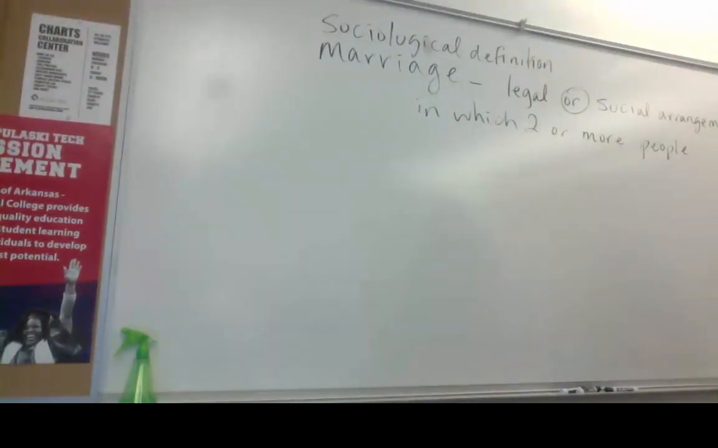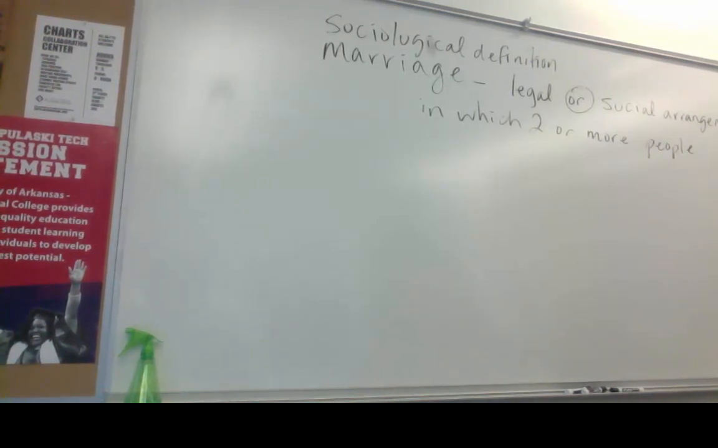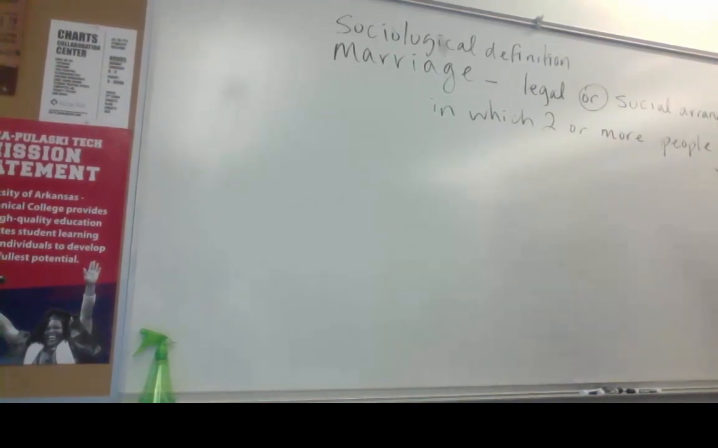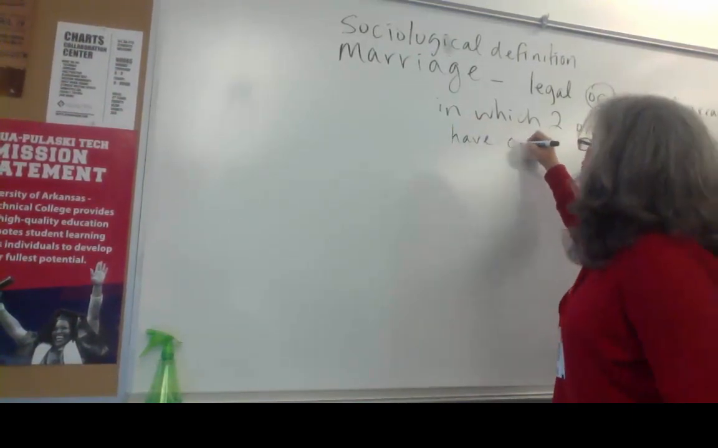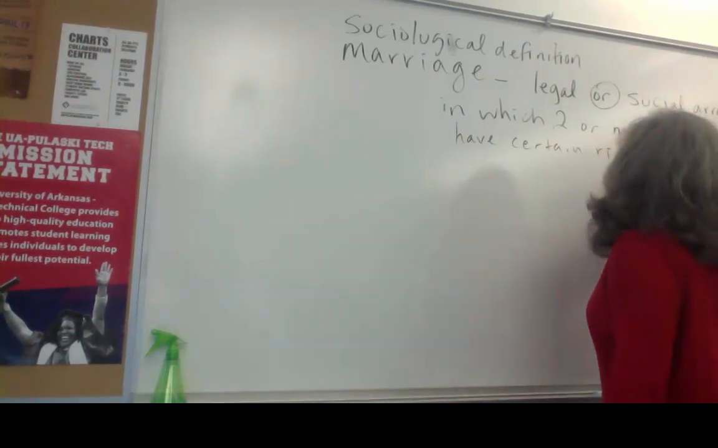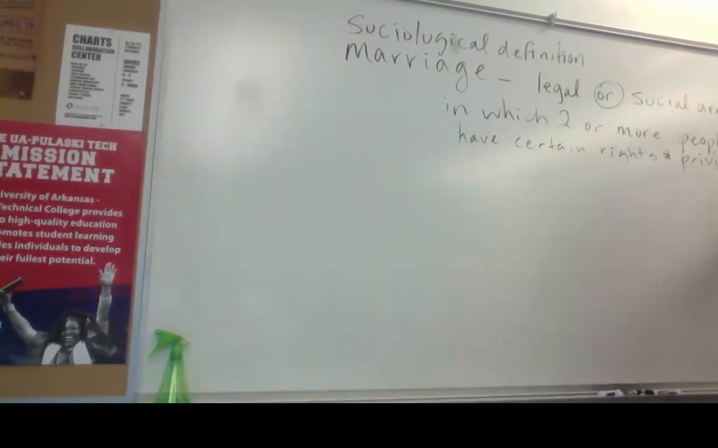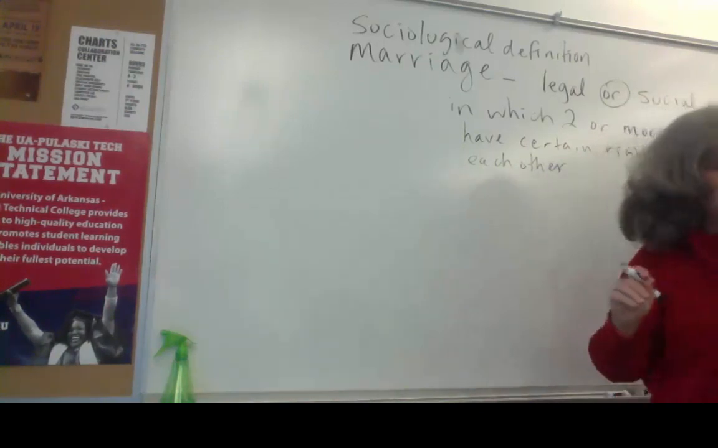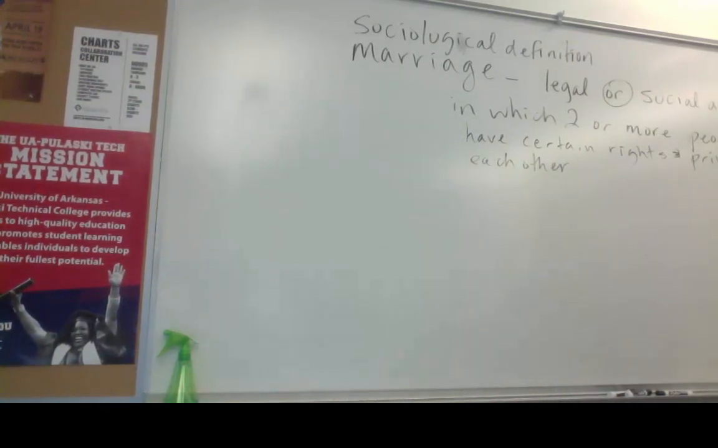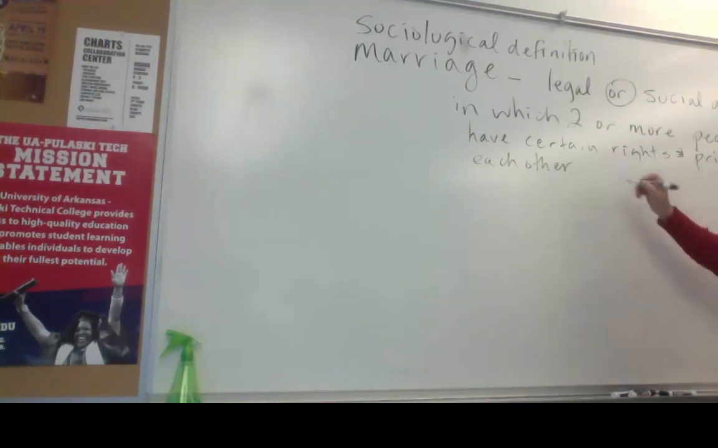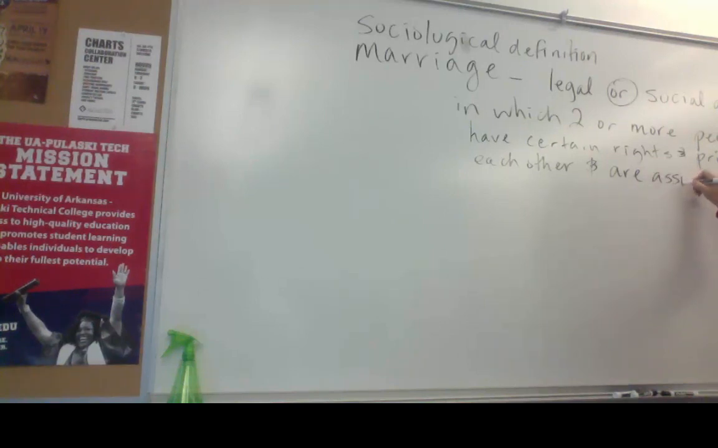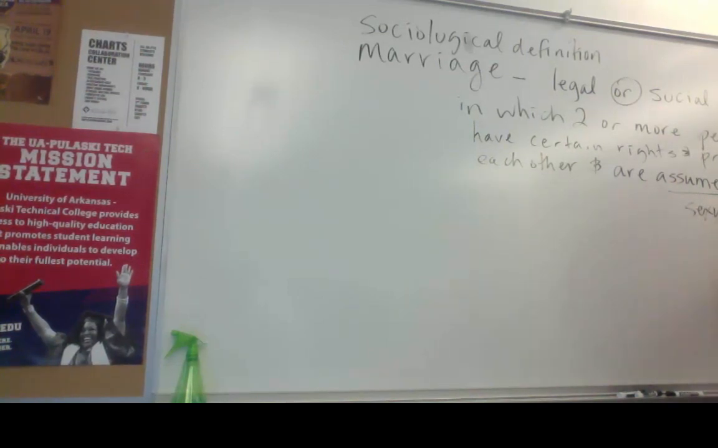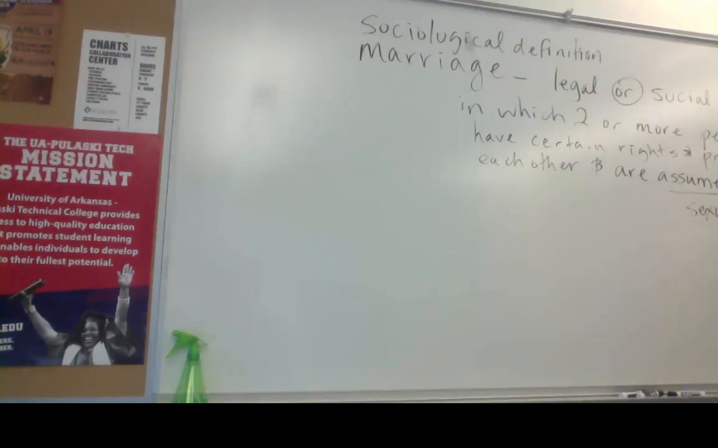Okay, so two or more people. We have to throw the or more in there to fit as many individuals, as many examples of marriage in the world as possible. Two or more people have certain rights and privileges with each other, and are assumed, get this word assumed, to have sexual activity. They are assumed to have sexual activity.